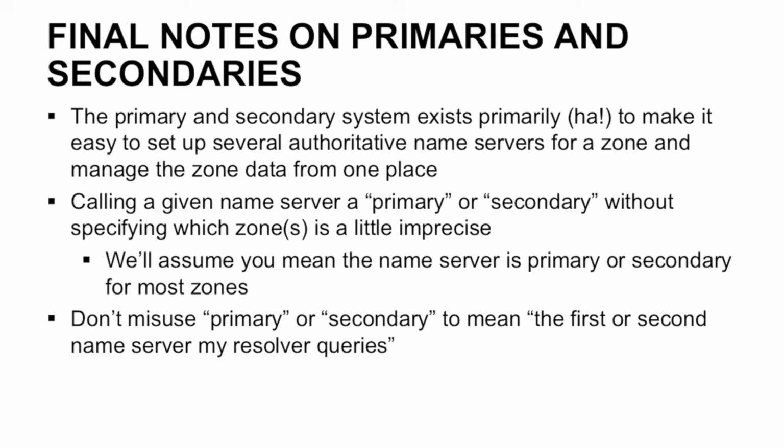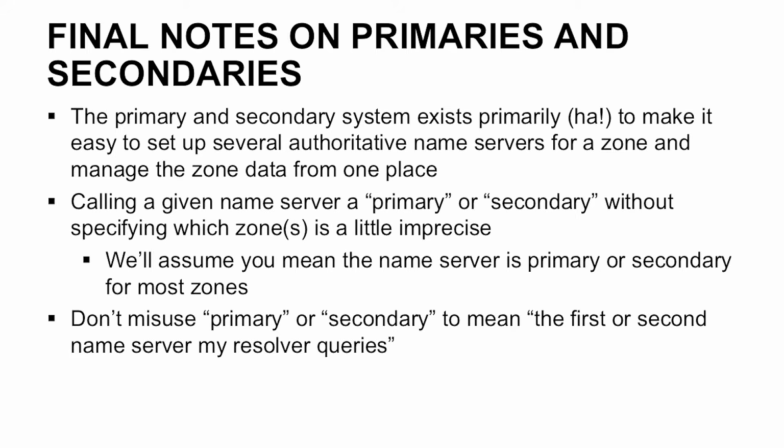In practice, DNS provides primaries and secondaries to make it easier to run multiple authoritative name servers for a zone. For robustness and performance, zones need at least 2 and possibly many more authoritative name servers. It's much easier to use the built-in zone transfer mechanism to replicate zone data instead of coming up with your own means.